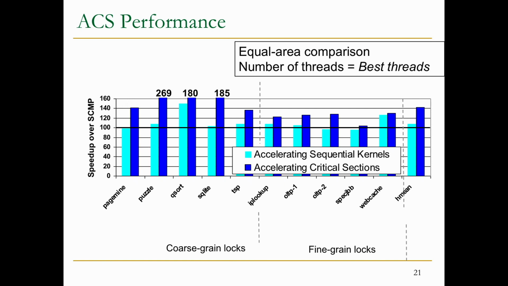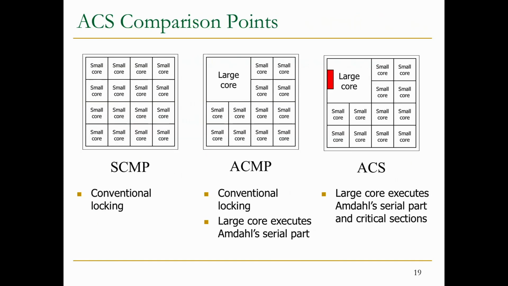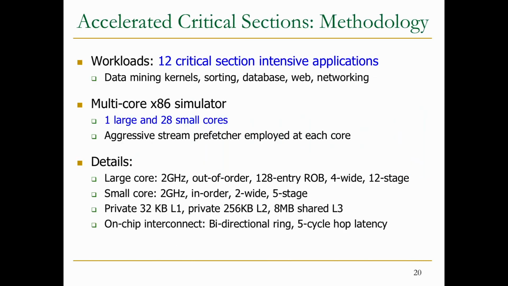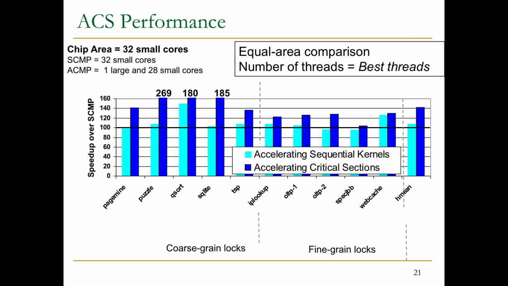Basically, here we have an equal area comparison. Basically, we have equal area across different things over here. I think some number of core area. I don't remember what it was. Basically, it's over here. Yeah, 1 large and 28 small cores. Basically, the equivalent of 32 small cores. Chip area is 32 small cores. For symmetric multi-core, you have 32 small cores. ACMP, you have 1 large and 28 small cores.